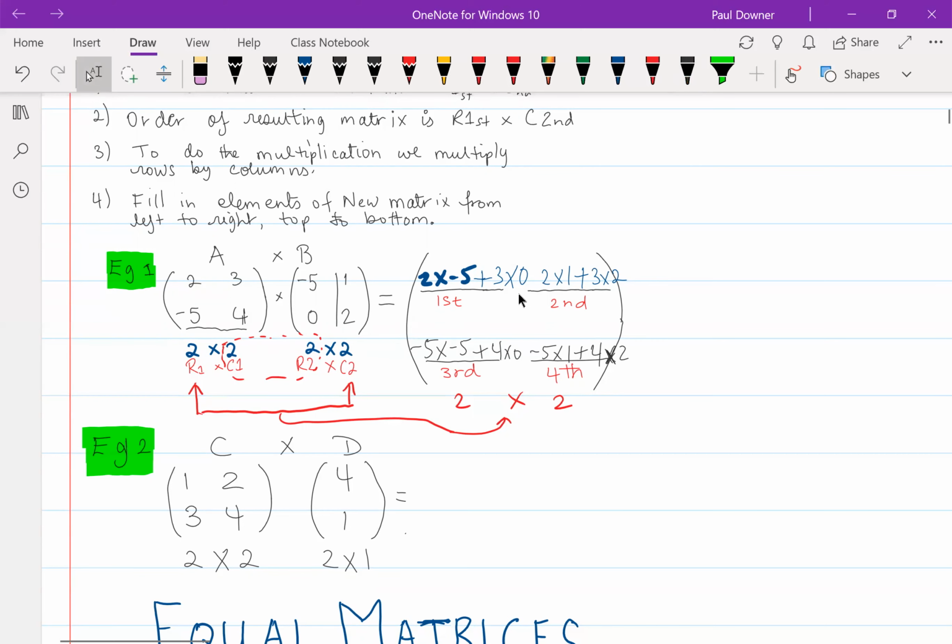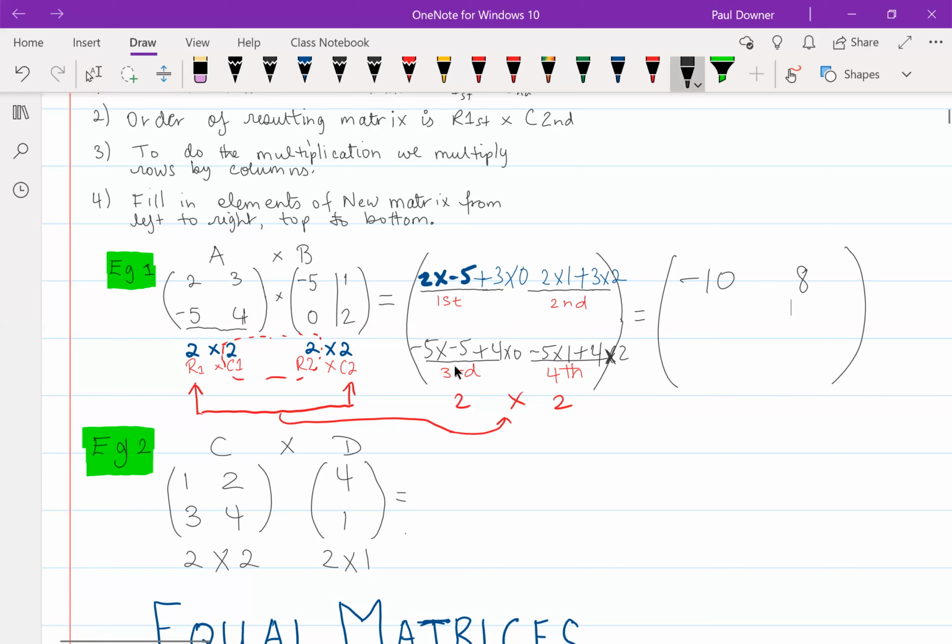So let's see what we get when we do that. The top one, 2 by minus 5 is minus 10, plus 3 by 0 is 0. So minus 10 plus 0 is going to give us minus 10. So we're going to end up with minus 10 on top here, the first element. Let's do this next one: 2 by 1 is 2, plus 3 by 2 is 6. 2 and 6 is going to give us 8. So that is going to give us this 8 here.